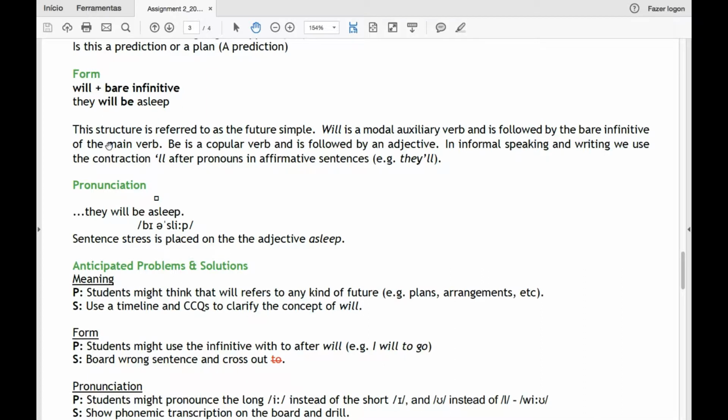In terms of form, we have will plus bare infinitive. They will be asleep. This structure is referred to as the future simple. Will is a modal auxiliary verb and is followed by the bare infinitive of the main verb. Be is a copular verb and is followed by an adjective. In informal speaking and writing, we use the contraction 'll after pronouns in affirmative sentences. For example, they'll.